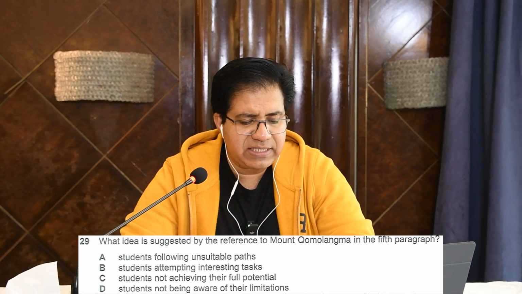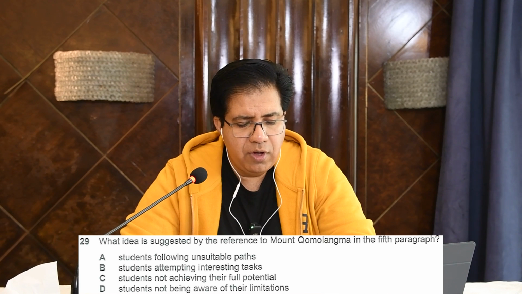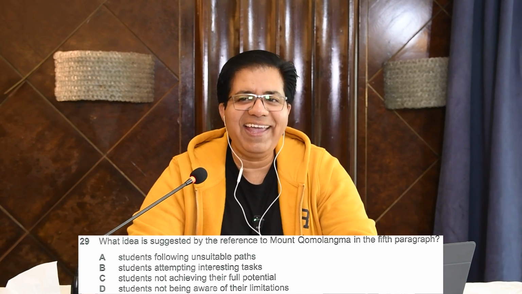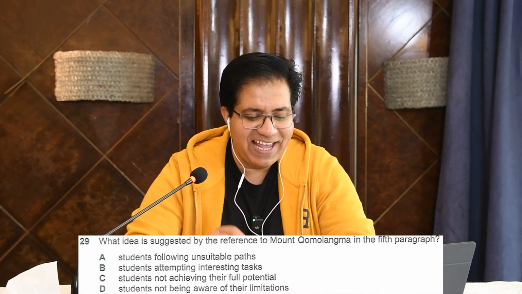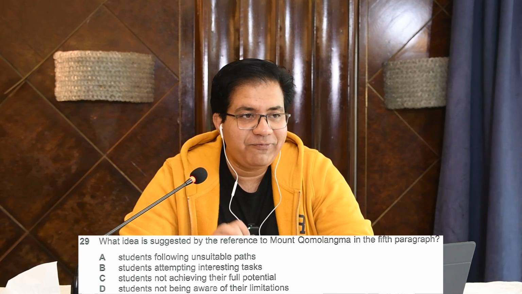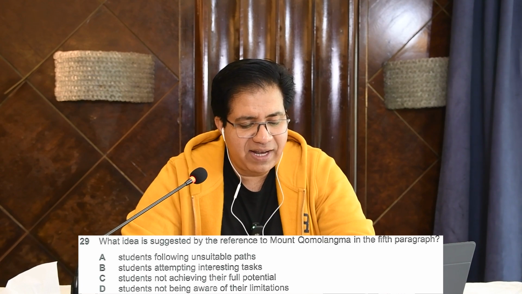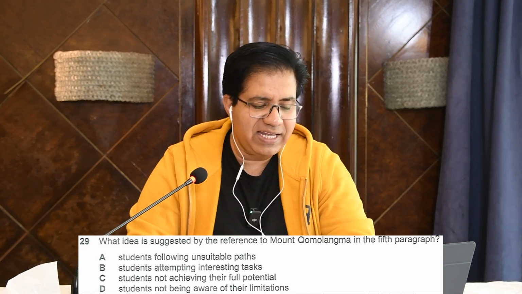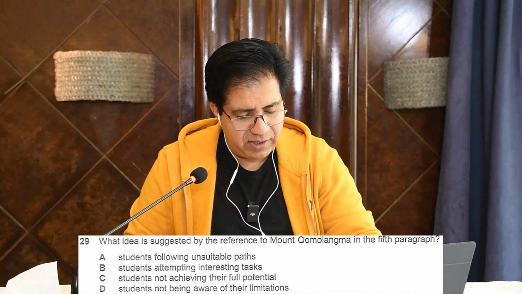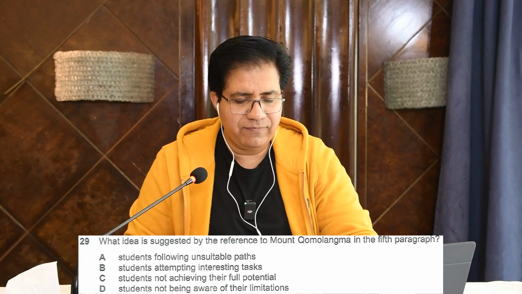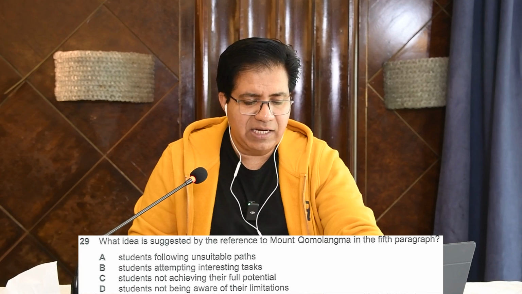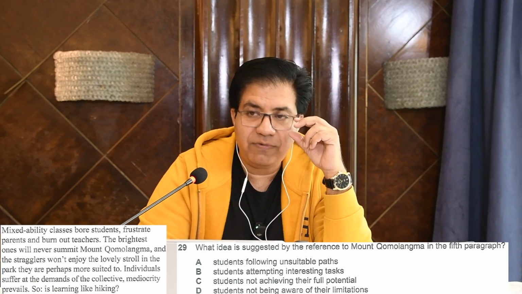What idea is suggested by the reference to Mount Komolangma? Whatever it is, just try to read it as it is. So what idea is suggested by the reference to Mount Komolangma in the 5th paragraph? Now we go to 5th paragraph. 1, 2, 3, 4, 5. It's the second column, second paragraph. Mixed ability class. Found it?